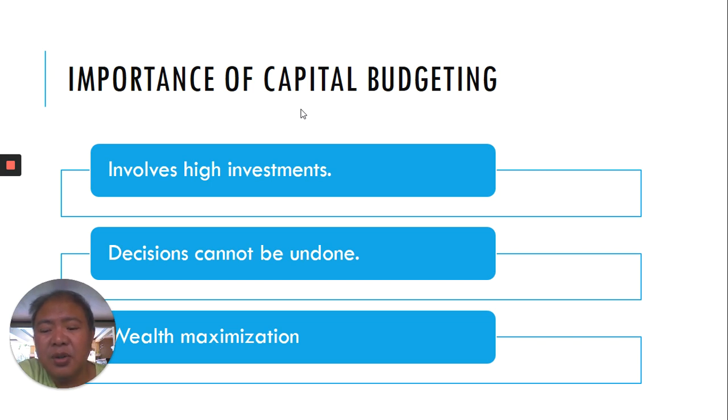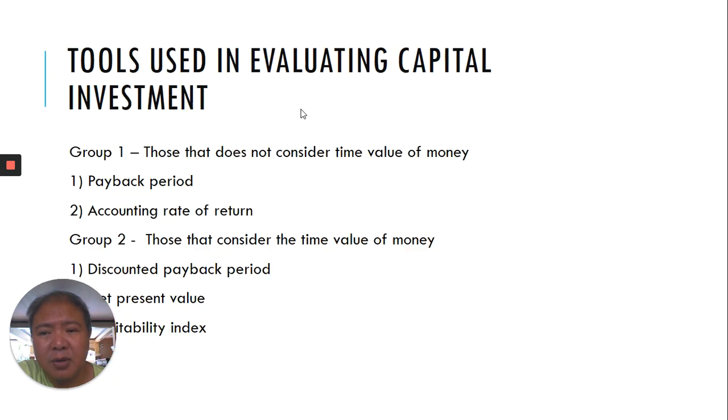And of course, number three, this actually is about wealth maximization. We've discussed that shareholders' wealth is the primary concern of financial management and managers. So, therefore, in choosing one project over the others, we have to make sure that we are maximizing the wealth of the company. Okay, so those are three major reasons for the importance of capital budgeting.